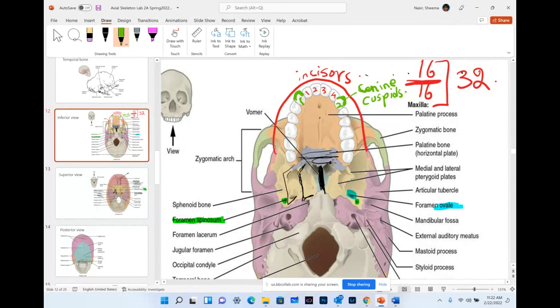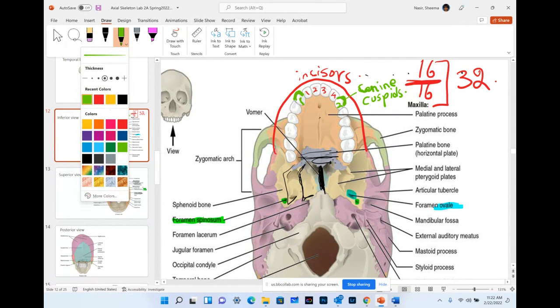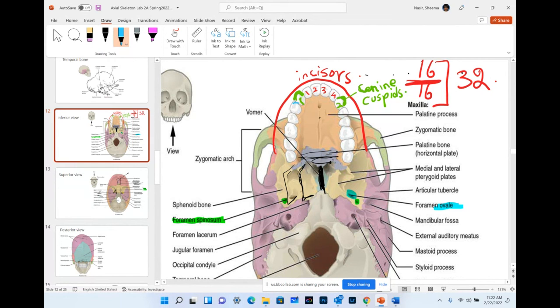Now we are going to look at premolars. Premolars are going to be the next ones, and that would be your 1 and 2. Do you understand? So in all you have 4 in one jaw: 1, 2, 3, 4.